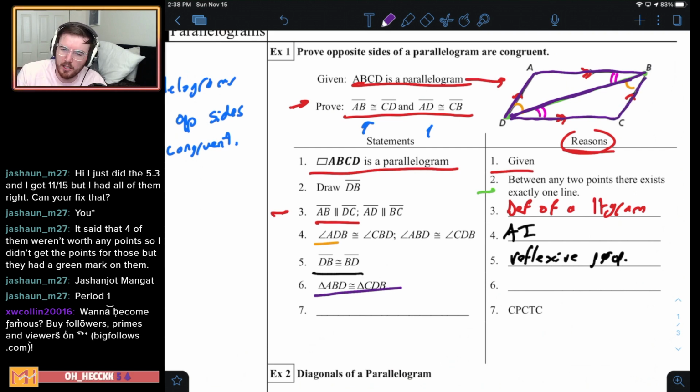Because it's a rotation. That's something that we already knew, but we just proved them congruent by angle, side, angle. Do you remember those? Angle, side, angle. And lastly, because we've proved these two triangles congruent, we can say that this side is congruent to that side, and this side is congruent to that side by CPCTC.